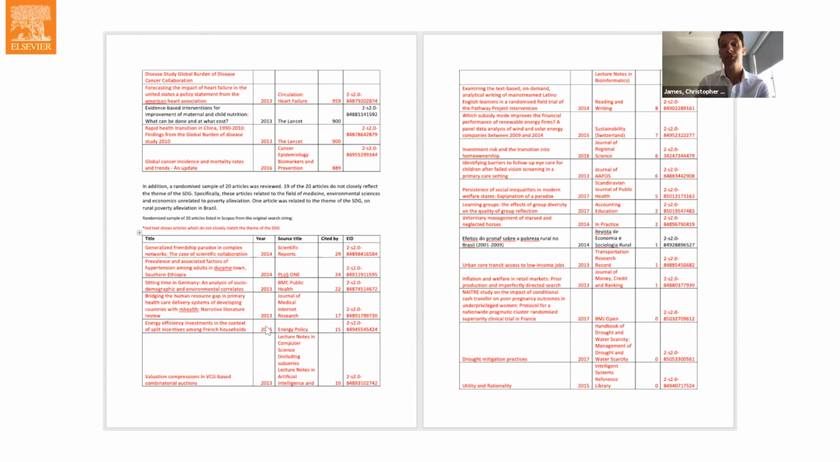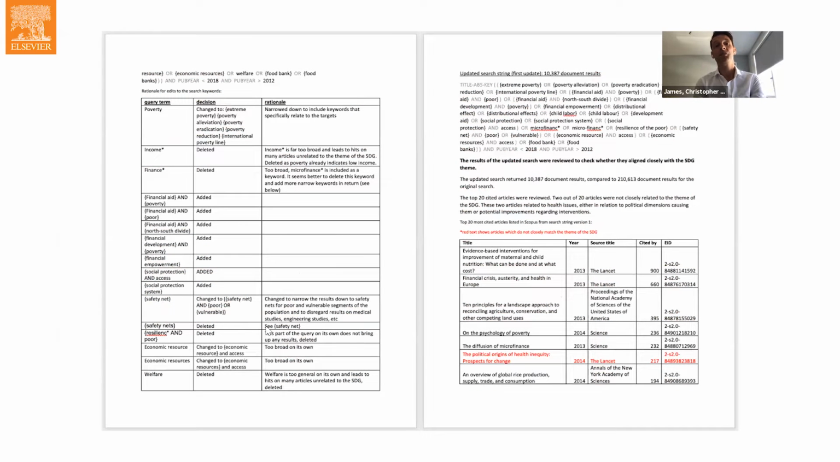This is also the same when we looked at a random set of 20 articles. Only 1 out of the 20, when you read them, was really working towards the SDG of no poverty. An example here is inflation and welfare in the retail market, one of the articles which came up on the original search string. If we can go to the next slide, please.